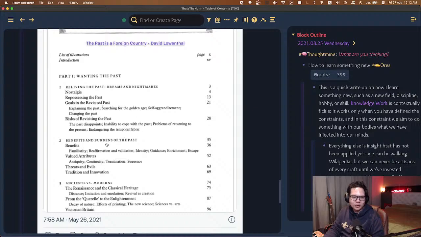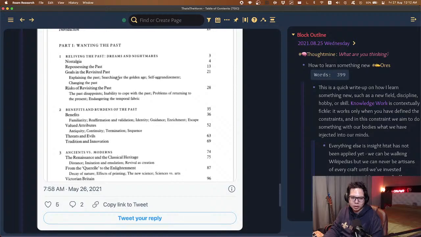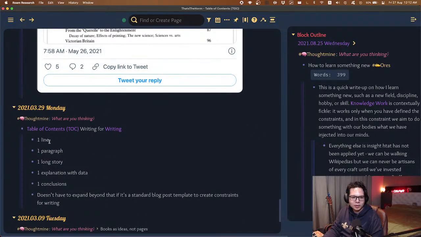Framing the past and reframings and valued attributes on continuity. Goodness me, if I had the chance to get a printed version of this, I mean, even the book would be cool. I'll probably get the book sometime. But even just getting a piece of paper with this TOC, I would probably just doodle all over it. It's just pretty cool.